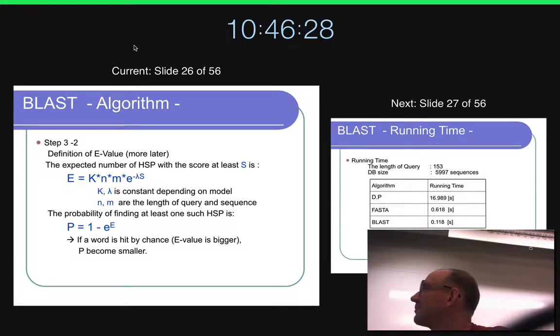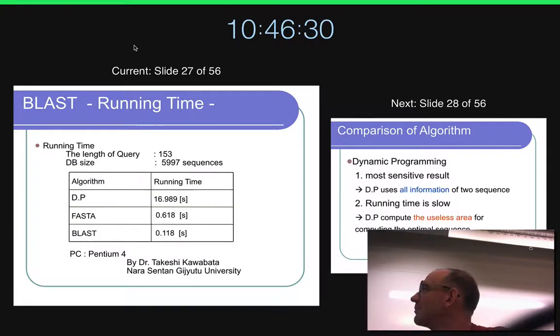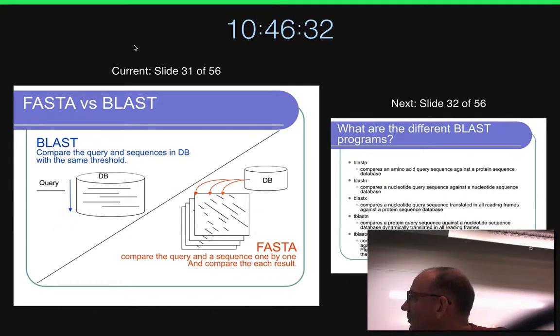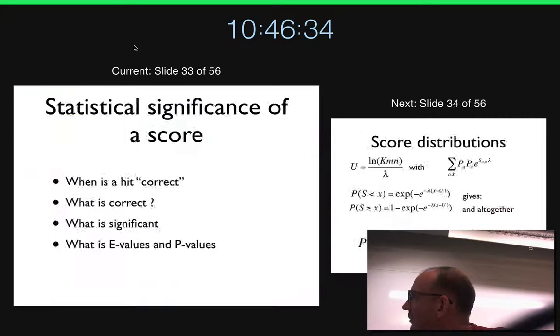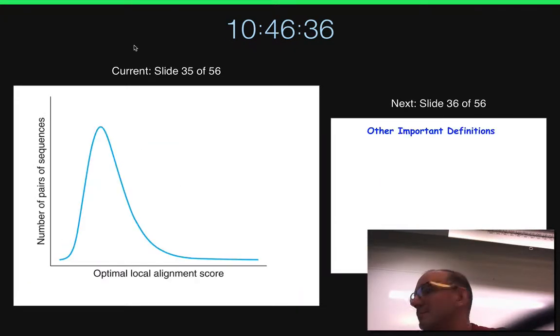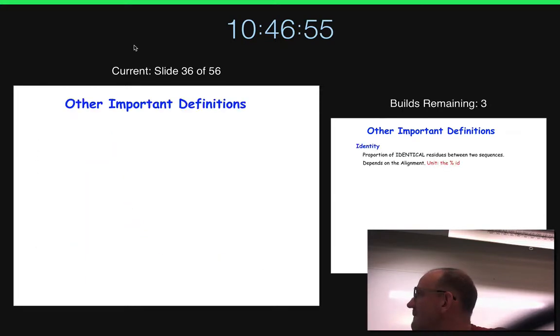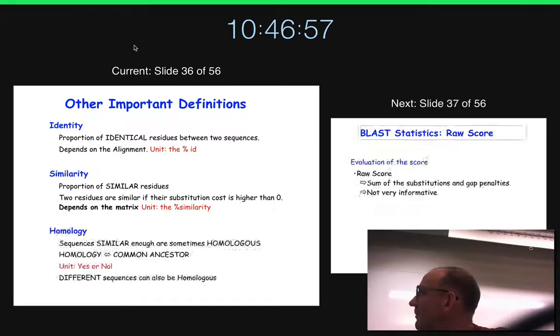Yes, you also saw this distribution of the E value, this one. So when you get a very low E value, you supposedly have a score that is very far right in that graph, meaning that there is very low probability that there is another better score, or that your score has been obtained randomly.